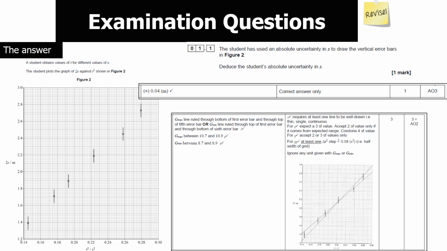Now you can see that G max is going to be the steepest line, as you can see here, because it's the maximum gradient, so it's going to give us the maximum value for the gradient, and that G min is going to be the shallowest line possible.